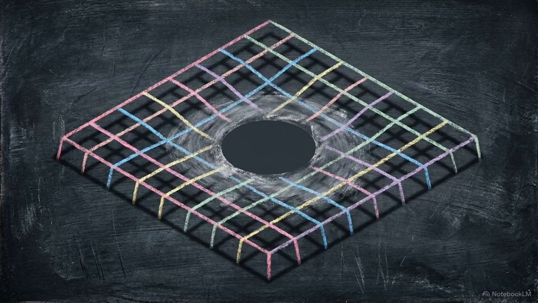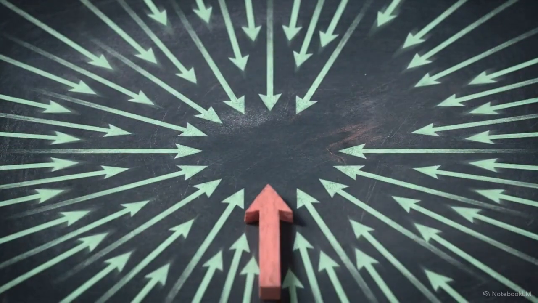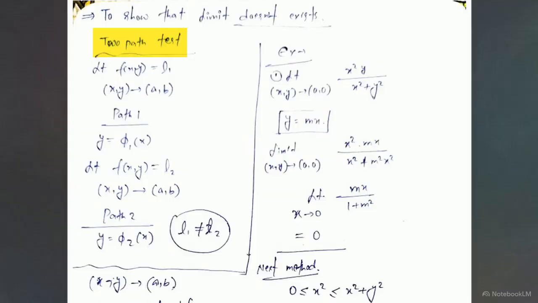This introduces a critical vulnerability. With an infinite number of paths approaching the center of that disk, if even one trajectory yields a different height on the surface, the limit does not exist. This is why these notes outline the two-path test. We define two trajectories. If they produce different values, the limit fails.